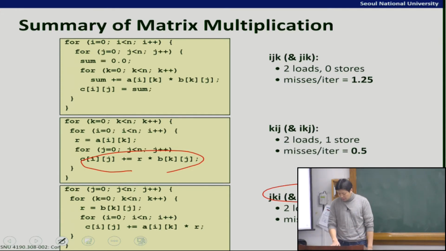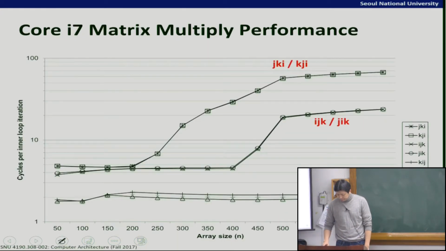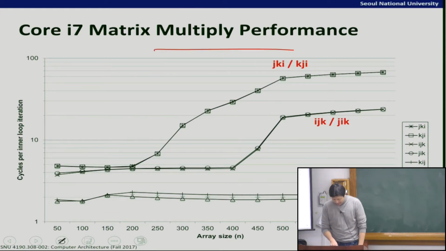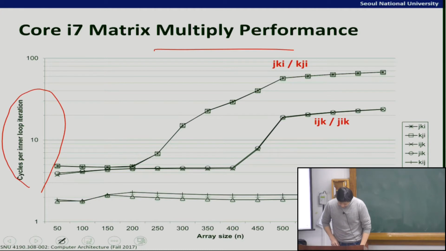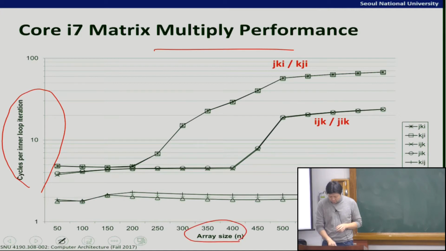Because fewer cache misses is better, we can actually run this code on a machine, and this is the actual performance. This is the matrix multiply performance, and the y-axis shows the cycles per inner loop iteration, so how many cycles it takes to execute a single innermost loop iteration, and the x-axis shows the array size.